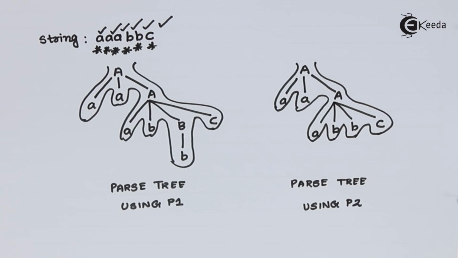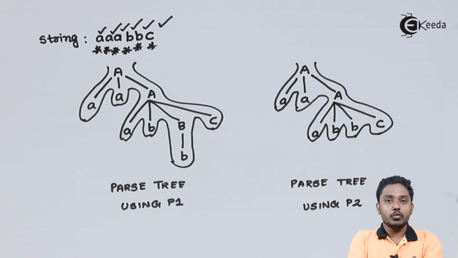In this example, we have proven that two grammars G1 and G2 are equivalent by using their productions. We have derived a string using both productions P1 as well as P2. We will see more questions on context-free grammar and simplification of them in the coming videos.